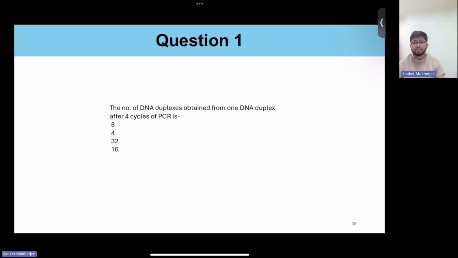Okay, you can look after all the other different forms of vectors, but let's go with the questions. The number of DNA duplexes obtained from one DNA duplex after 4 cycles of PCR is: A, 8; B, 4; C, 32; or D, 16.